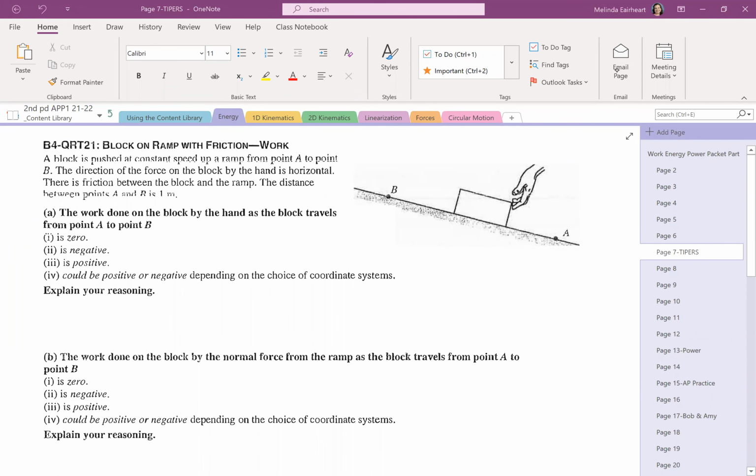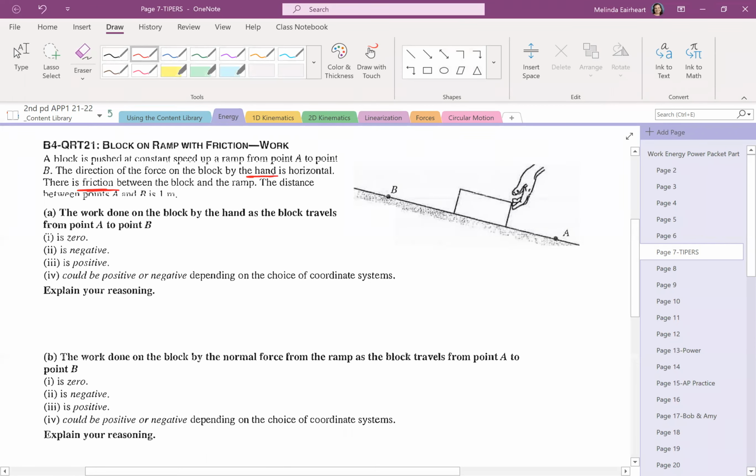All right, so on page 7, let's go over these answers real quick. It says we got a block being pushed up at a constant speed up a ramp from point A at the bottom to point B at the top. And we know that from the picture. The direction of the force on the block by the hand is parallel to the ramp. There is friction between the block and the ramp. And so we got friction.